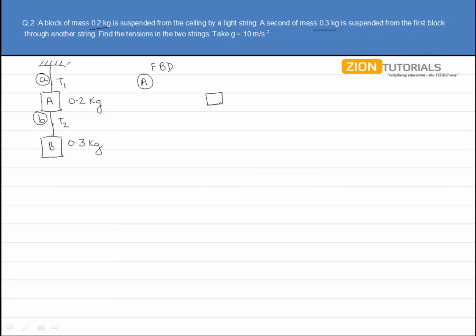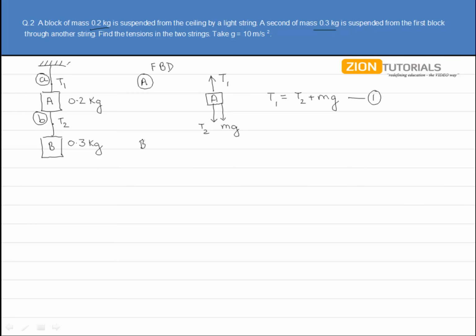Here is the block A, in which T1 is applied in the upward direction, T2 is applied in the downward direction, and moreover an mg force is applied in the downward direction. Since the system is in equilibrium, equating all the forces, we get T1 equals T2 plus mg. Let us mark it as the first equation.